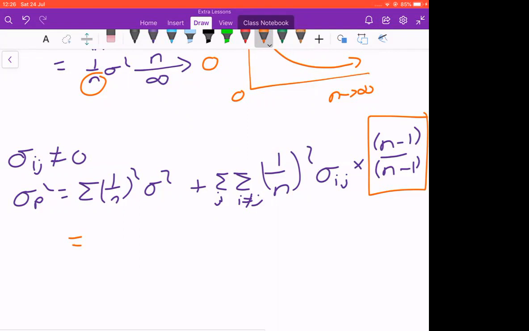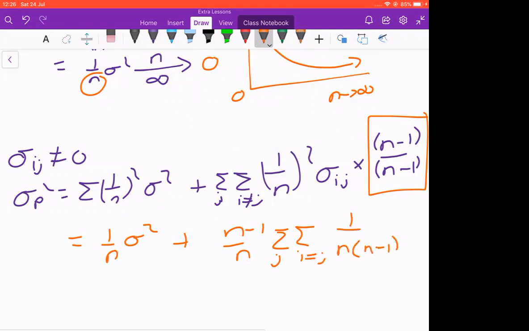So anyway, you will have 1 over n. This thing on its own you can simplify, and there is no need for me to do all the steps now. You can just say this. This is how you can write it. And then you will have n minus 1 over n, the sum over j, i not equal to j, of 1 over n minus 1.